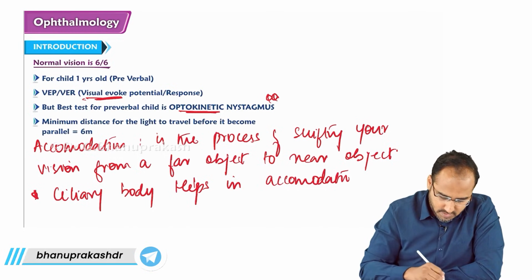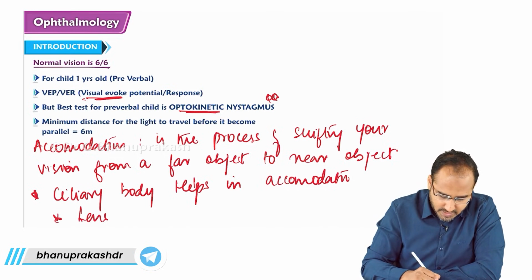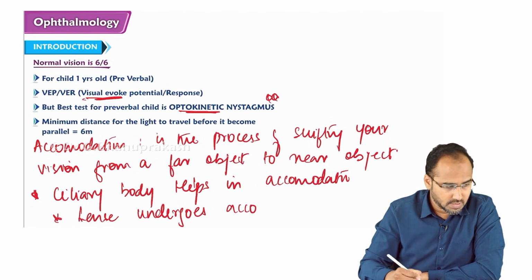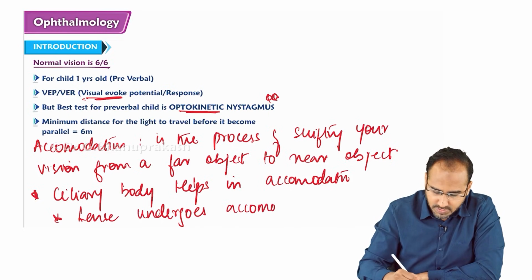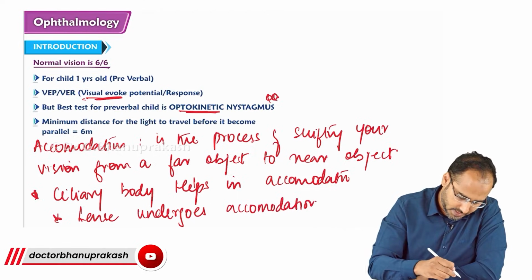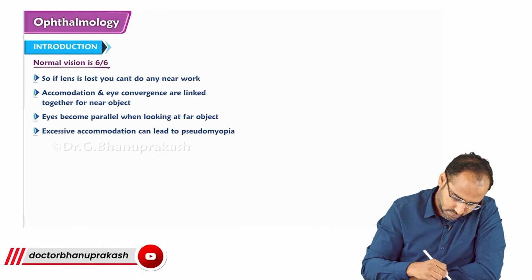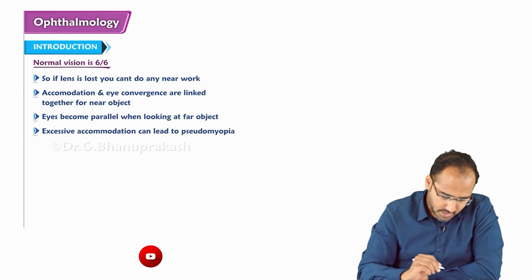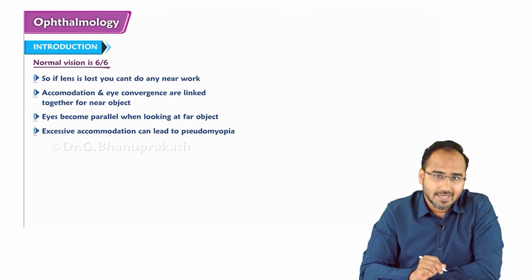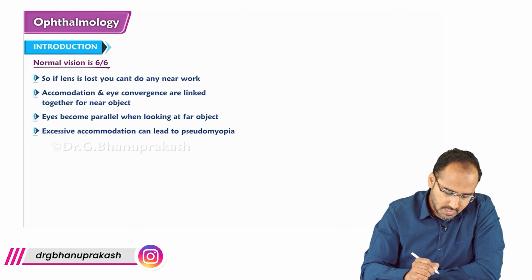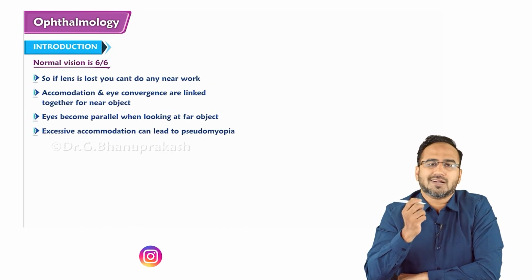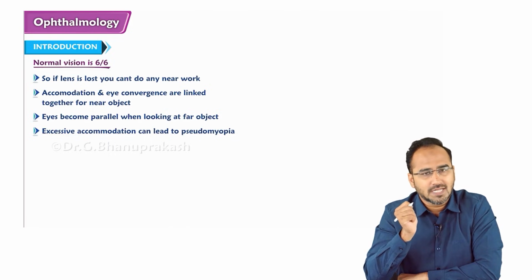But what is the structure that undergoes accommodation? Lens. The lens is the structure that undergoes accommodation. Right? So if the lens is lost, you can't do any near activity. Accommodation will be lost. Okay? So whenever you are accommodating, remember, your eyes will converge or diverge? Converge. Accommodation and convergence are always linked together.